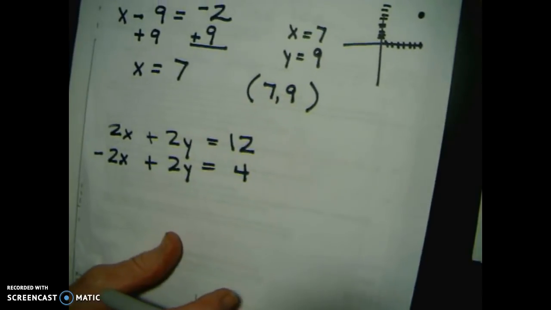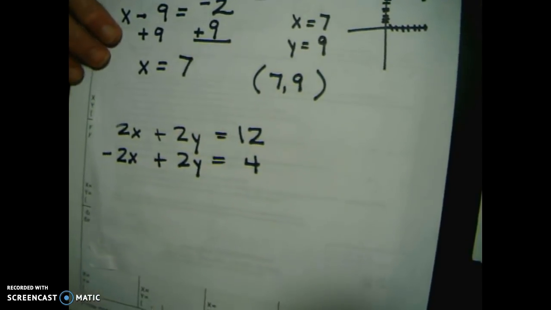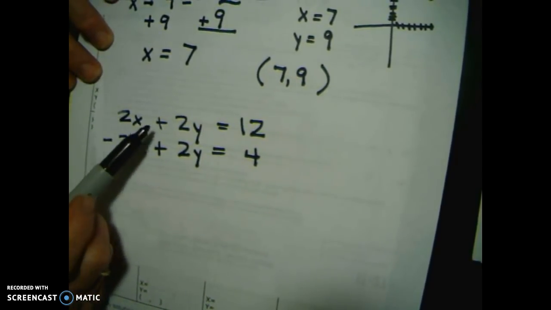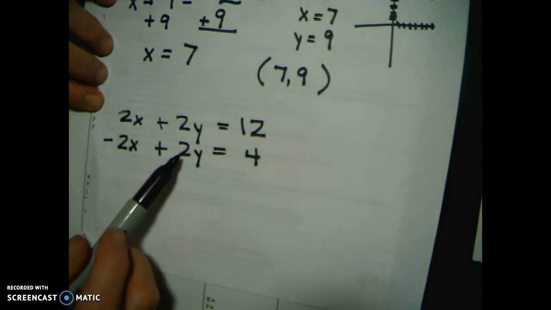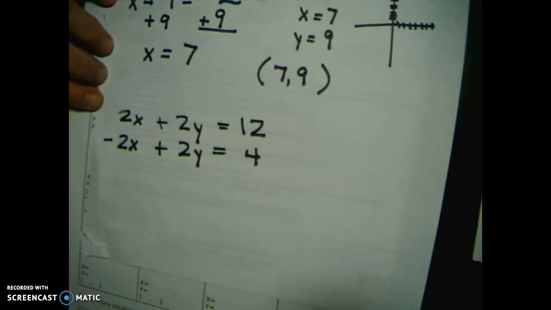That's a head start. I will give you a second block, but it probably is not going to help too much, because it's in the third quadrant, but you need to look for it. So I have two equations: 2x plus 2y equals 12, and negative 2x plus 2y equals 4. Now, I don't have to do very much with this.